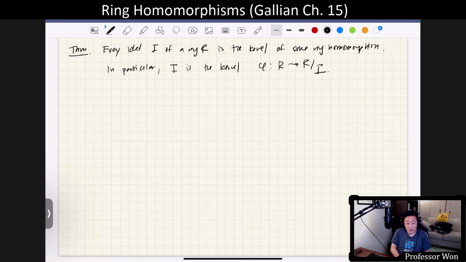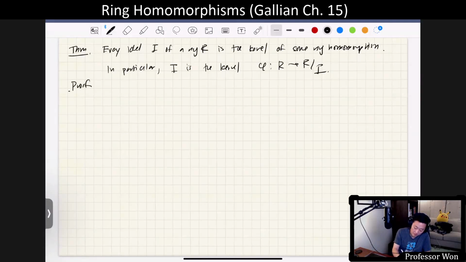I could be the kernel of other homomorphisms too. It's not like this is the only homomorphism that I is the kernel of, because you can map R to any kind of crazy ring that you want. It doesn't necessarily need to map to rings of the form R mod I, but this is a homomorphism for which I is the kernel, and there may be others.